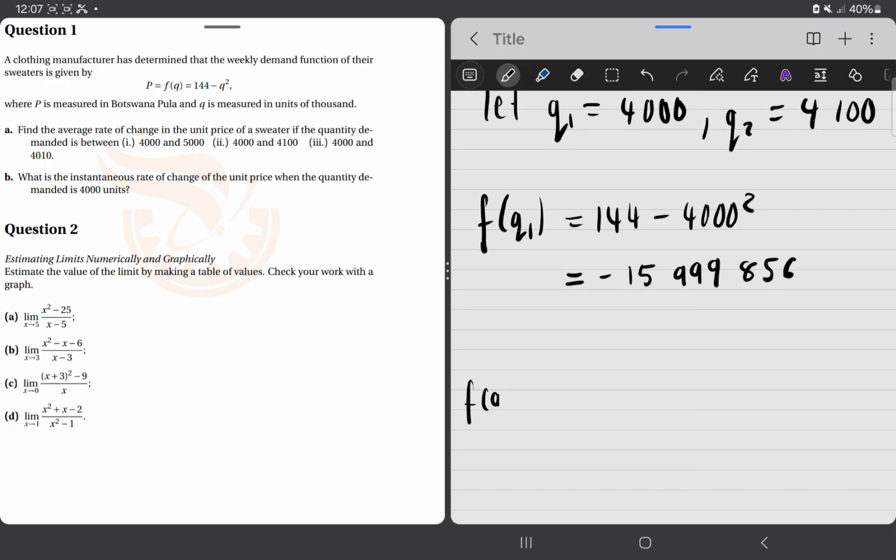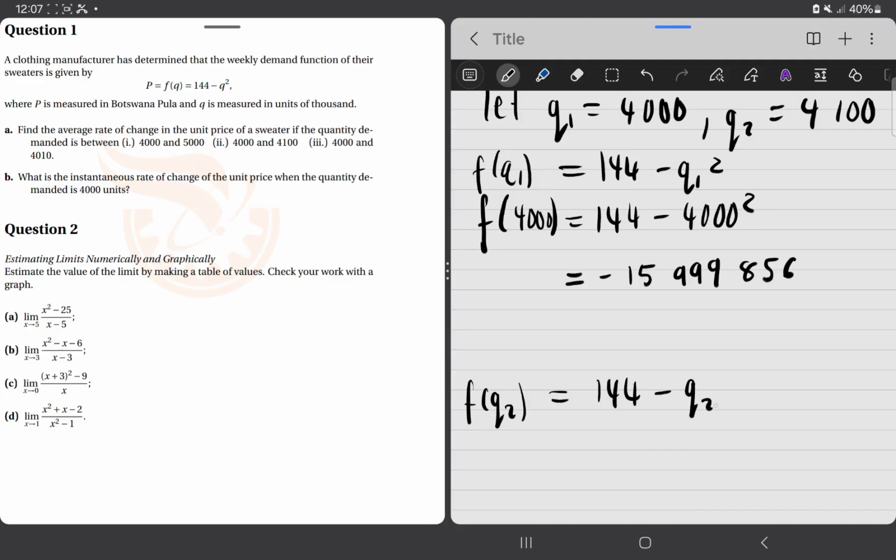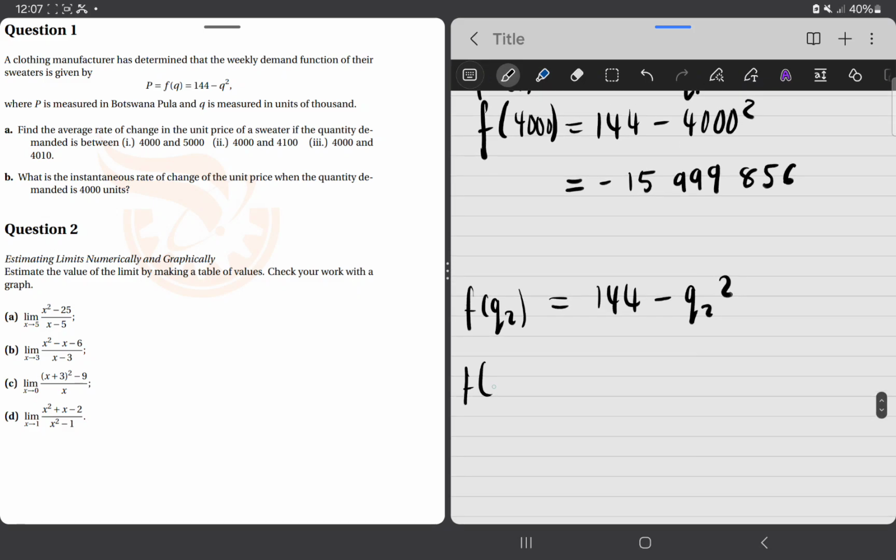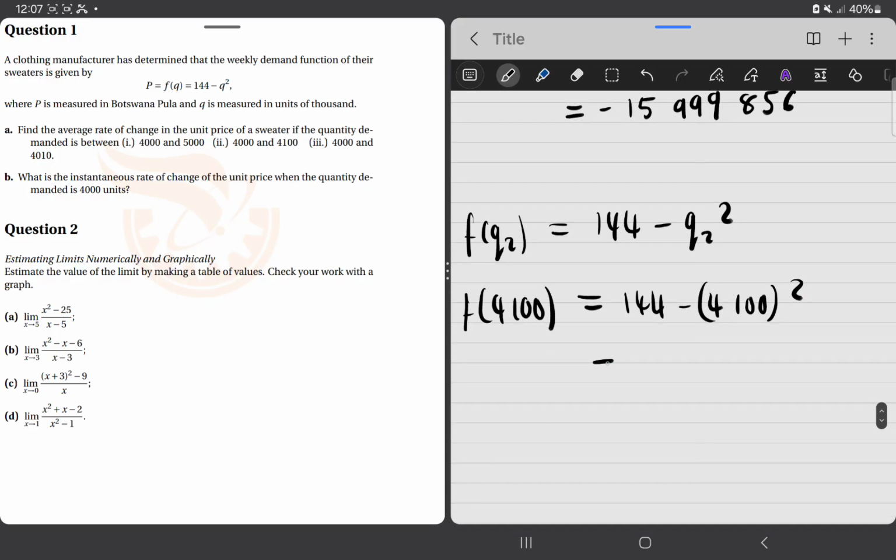So you can now say f of q2. I think I jumped. I should say f of q1 is equal to 144 minus q1 squared. And then I can put my f of q1, it's f of 4,000. F of q2 is 144 minus q2 squared, because when I say q2, then there should be a q2 here. And when I say q2 is 4,100, that means where there is q, I'm putting 4,100. So it's 144 minus 4,100 all squared, okay?